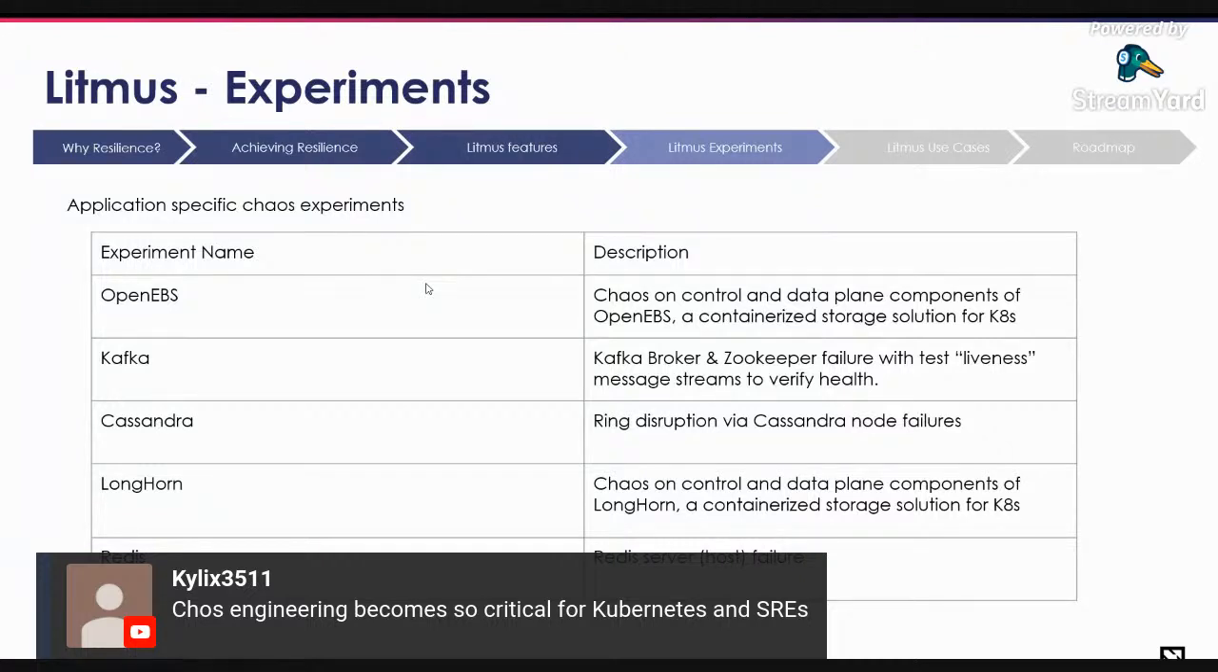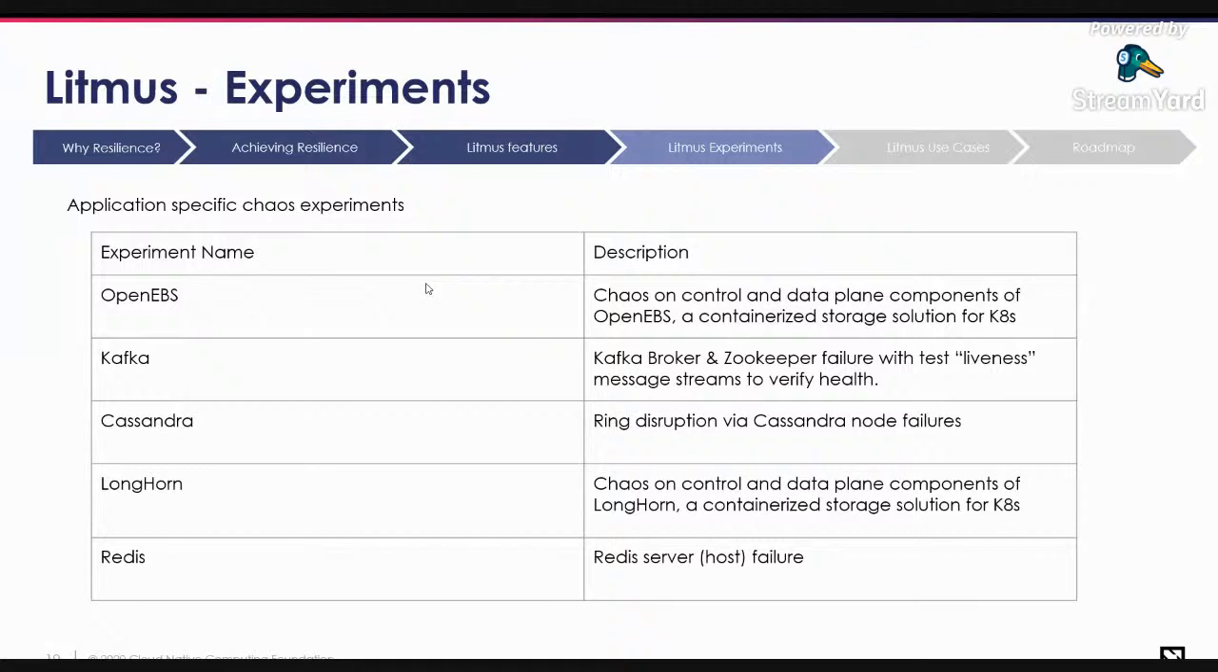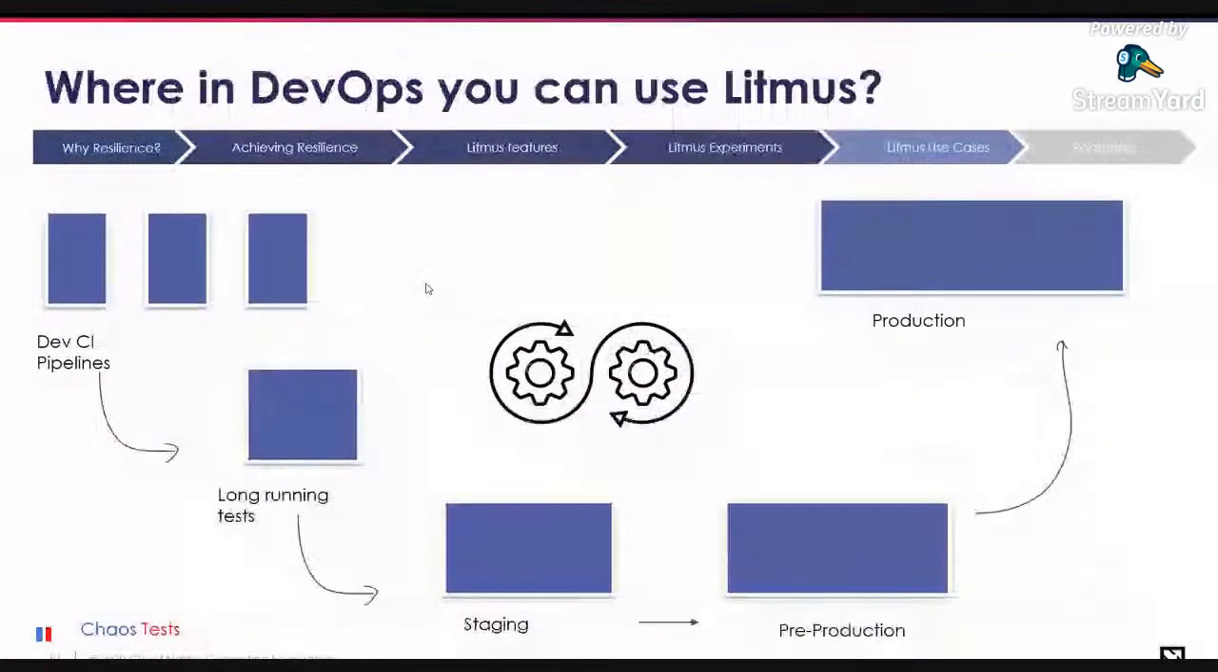And for the cloud native world, as I said, there are experiments for the cloud native world as well: OpenEBS, Kafka, Cassandra, Longhorn, Redis. There are a lot of experiments which cater to these cloud native applications and can be used alongside them. So these are the experiments. Every experiment is available in the Chaos Hub.